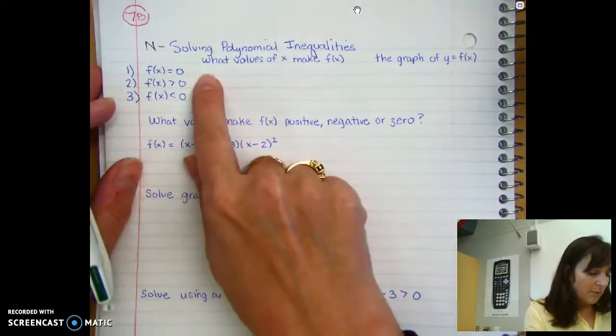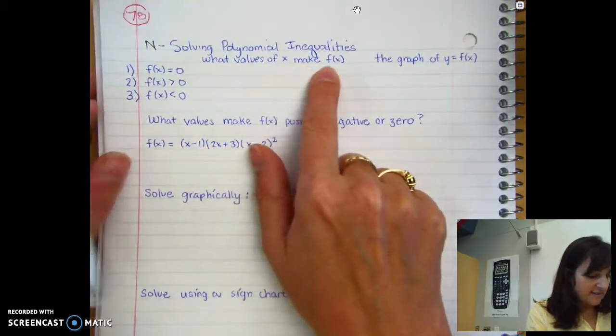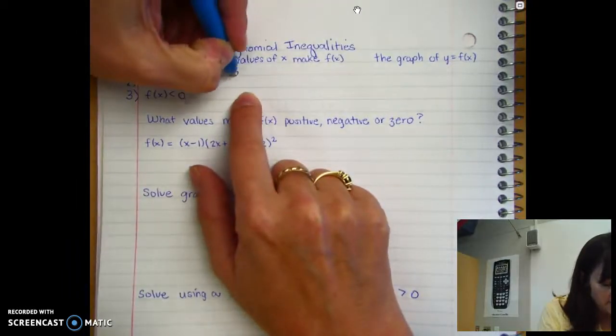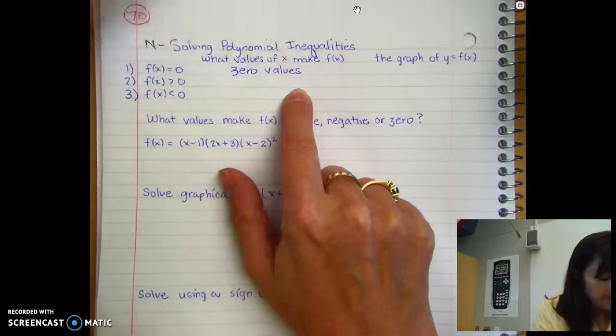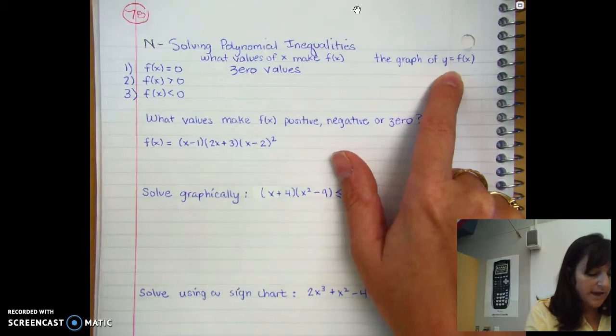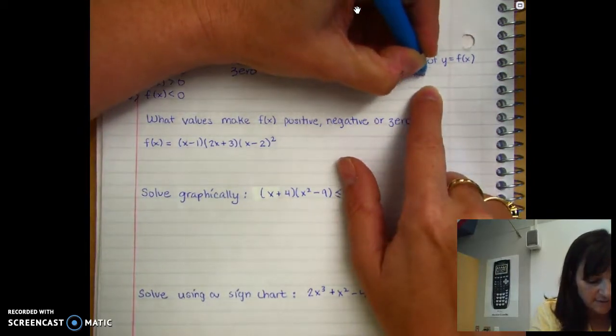So I want you to think about what it means when we say what values of x make f of x equal 0, this equation be true. And so here we're looking for the 0 values. We can also think about what this would mean if we were talking about the graph of the polynomial function. Then these will be the x-intercepts of the graph.